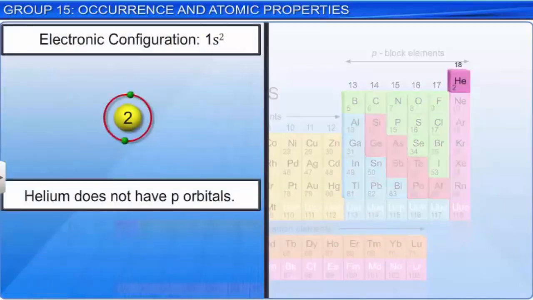Note that the electronic configuration of helium is 1s2. Although helium does not have p orbitals, it is a p-block element because it resembles other p-block elements of the 18th group with respect to their properties.